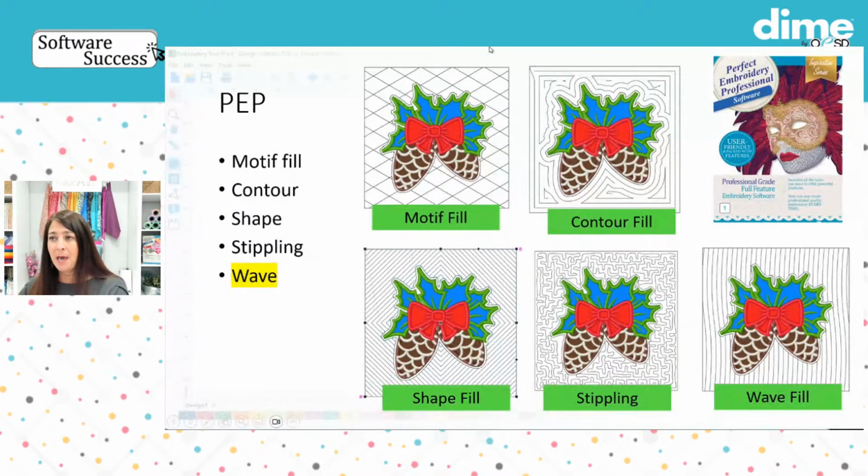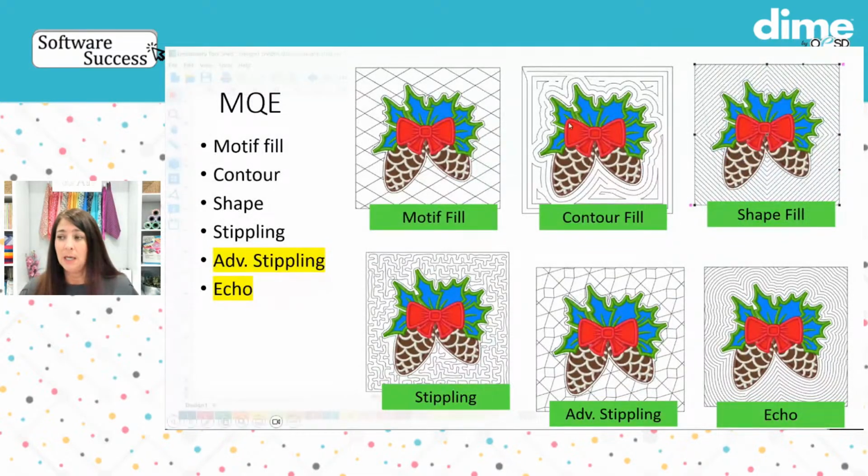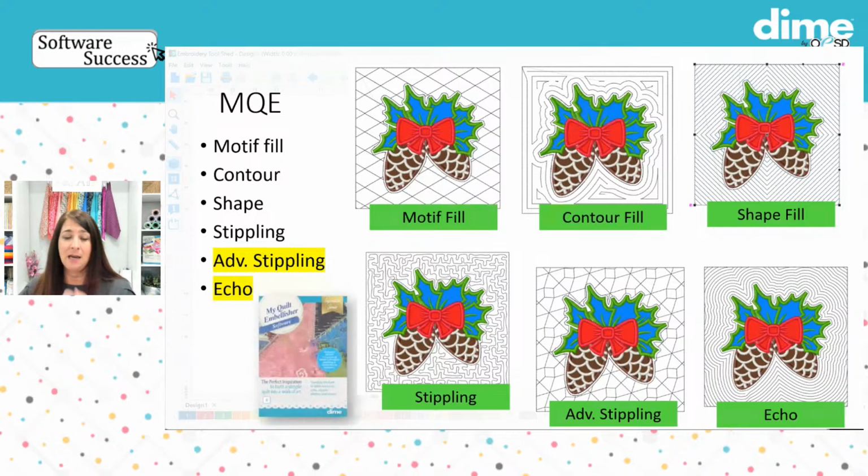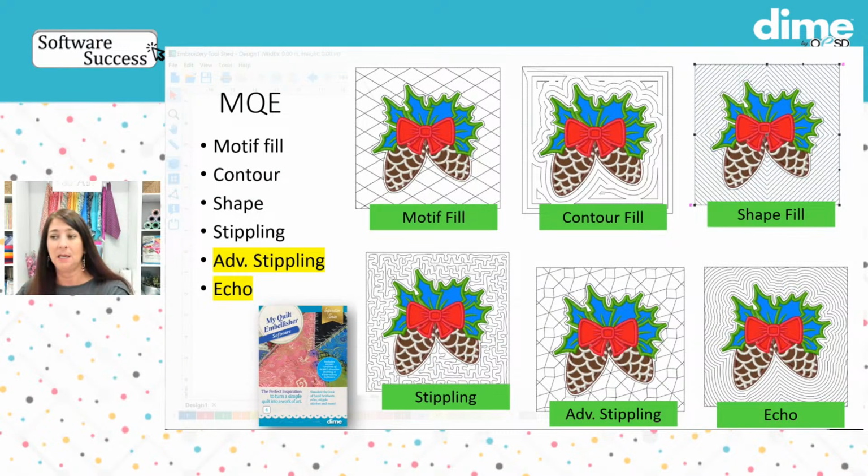Okay, so that's PEP. In My Quilt Embellisher, it has all of the same options. You can do the shape, contour, motif, stippling, but it also has 2 additional types of quilting fills, which is the advanced stippling, which is a whole list of different fill types, and also the echo. Again, any of these from My Quilt Embellisher, if you put the stitches closer together, which means you're going to lower the density, because that's going to put your stitches closer together, it's going to compress the nap of your design. And that is all in My Quilt Embellisher.